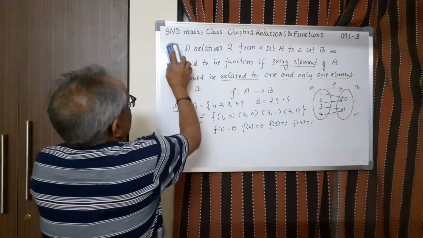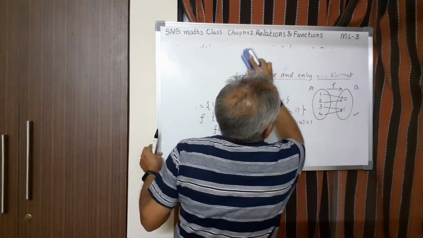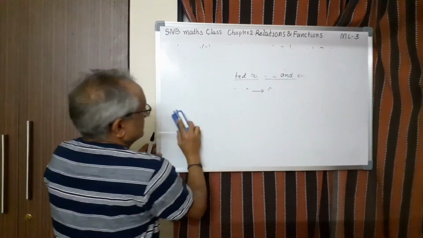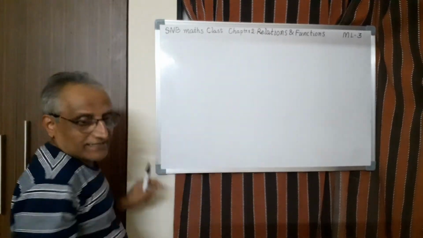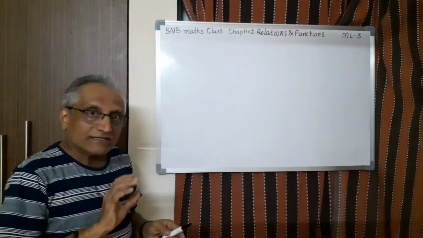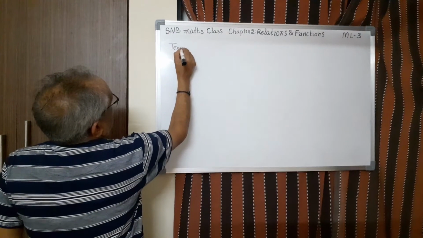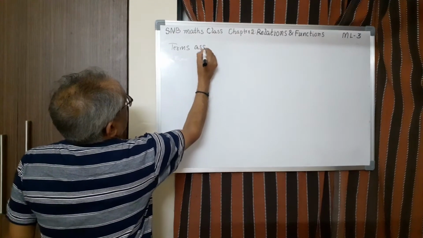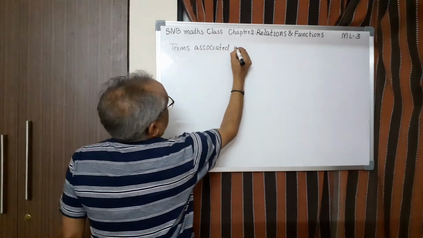Now, the next question is this. There are certain terms associated with this. For example, in relation we have seen domain, codomain and range. Similarly, here we are using some terms. Therefore, let us take the first terms associated with function.